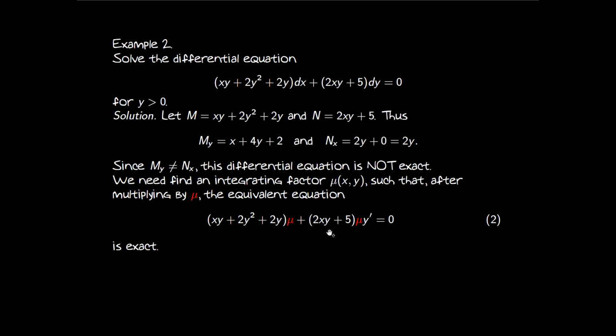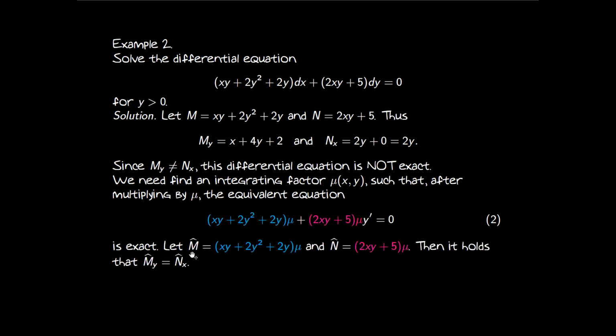That means the new coefficients, if we denote them once again by m hat and n hat, these two coefficients will satisfy the condition for exact equation. So here, once again, we have to use a product rule to carry out the two derivatives, okay? Because here we have the product of the original coefficient and the integrating factor, right?